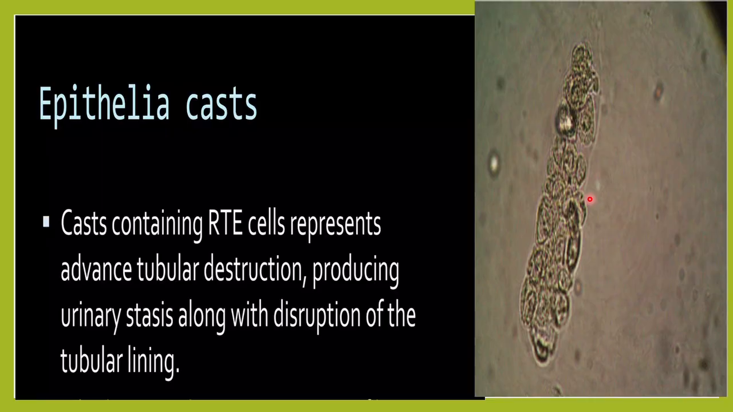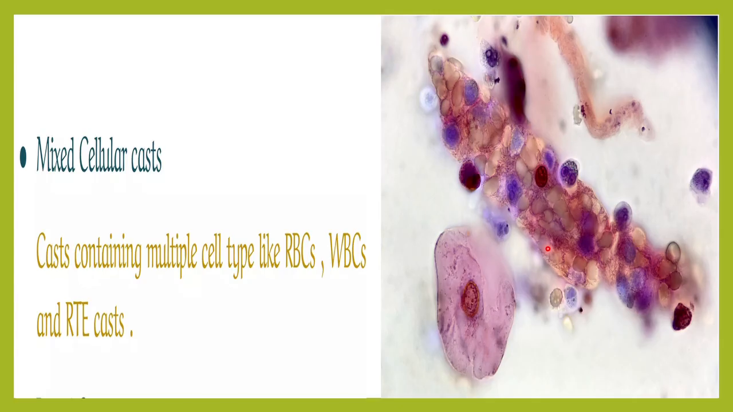So epithelial cell cast, what does it represent? It represents advanced tubular destruction which will produce urinary stasis and also disruption of the tubular lining. So this disrupted tubular lining is shed and appears in the form of a cast.